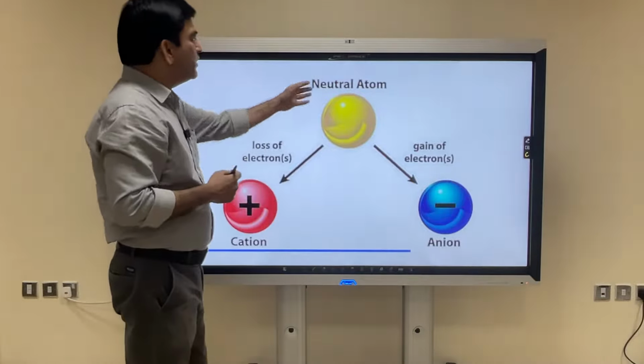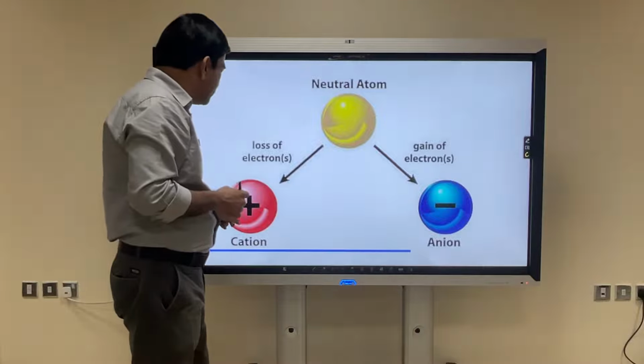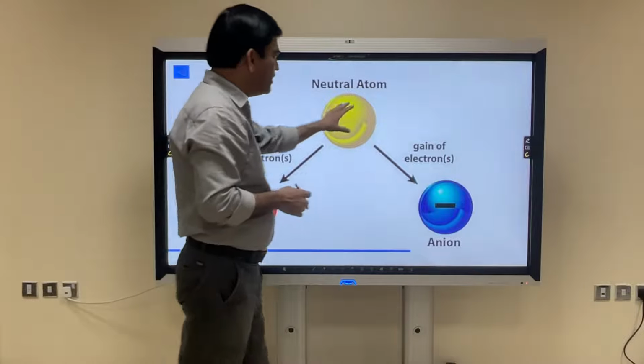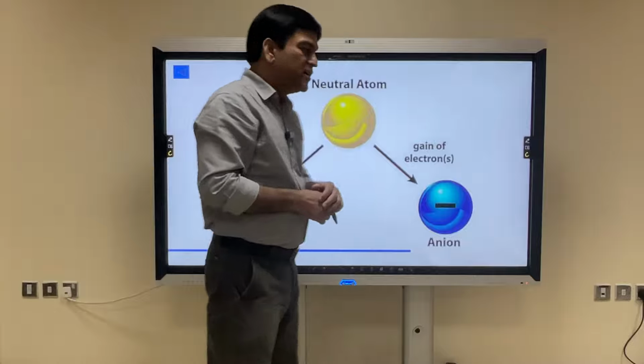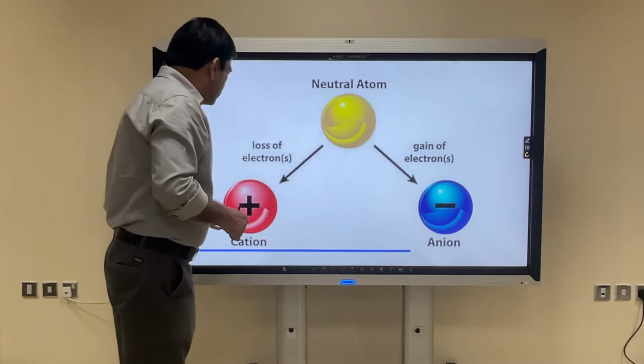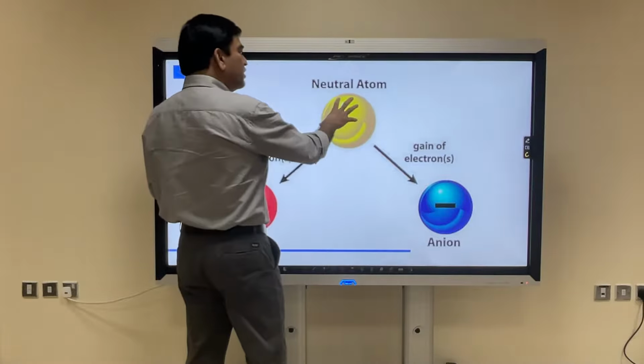Now, you have a neutral atom. If it loses an electron, it becomes a positively charged cation. And you have a neutral atom. If it gains an electron, it becomes a negatively charged anion. So by losing an electron, it becomes a cation. By gaining an electron, it becomes an anion. And when it is neutral, it's an atom.